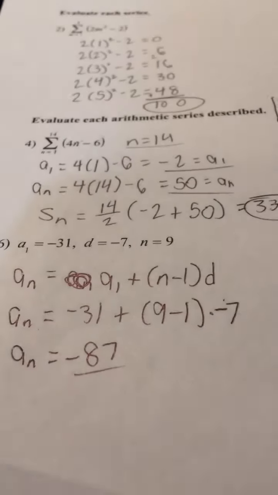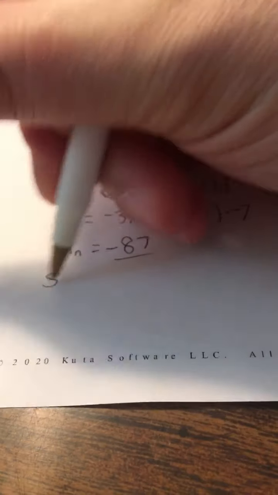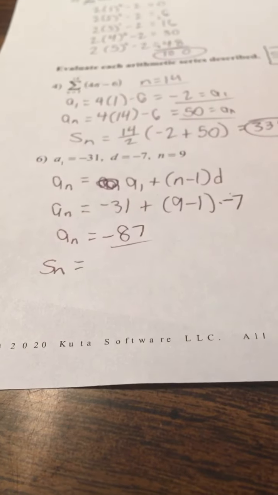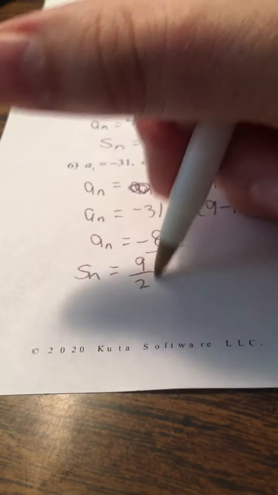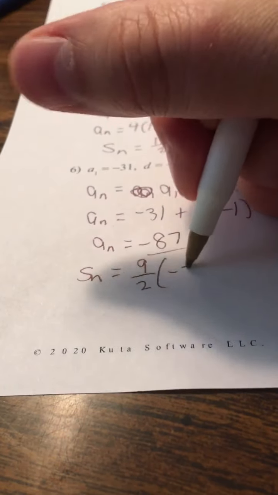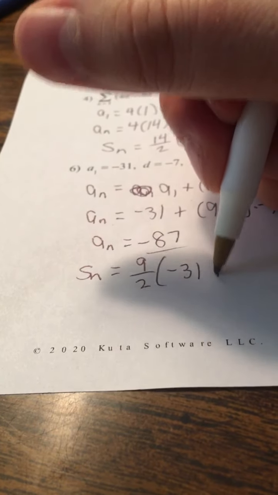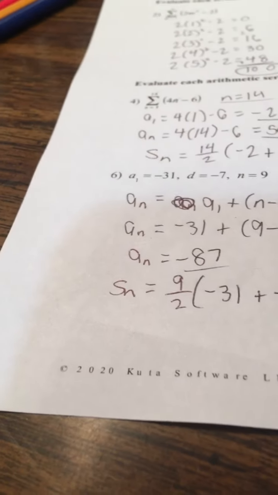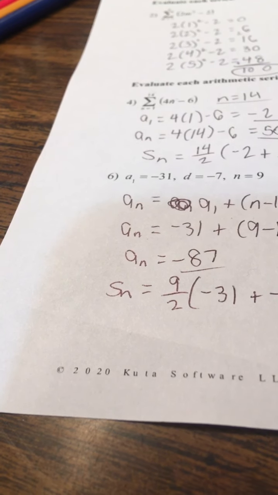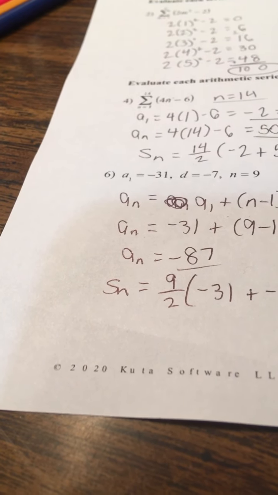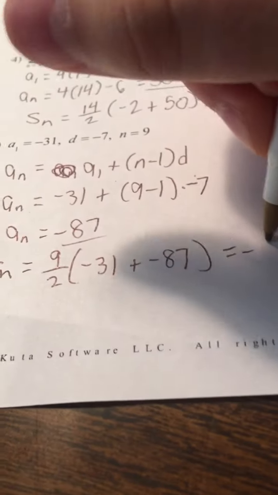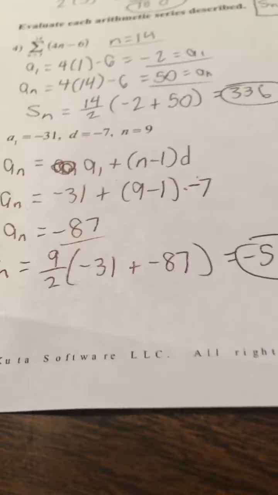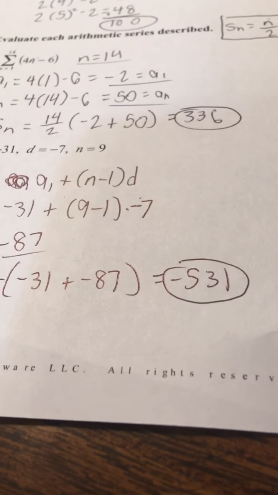Now I need that to find the sum. So now let's use our sum formula. S of n equals n over 2, so 9 over 2. And yes, this formula does work even if it's an odd number. All right, 9 over 2 times A1, which is negative 31, plus AN, which we just found, is negative 87. And that's going to give us negative 531. Negative 531 was the answer.